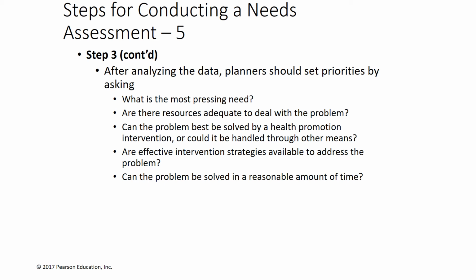Are effective intervention strategies available to address the problem? Well, has someone already kind of worked out what works and what doesn't? Does that apply to the situation in terms of location and priority population? Then maybe instead of reinventing the wheel, you can kind of revise the wheel, take an existing intervention strategy that has a proven track record and tweak it to fit your situation.